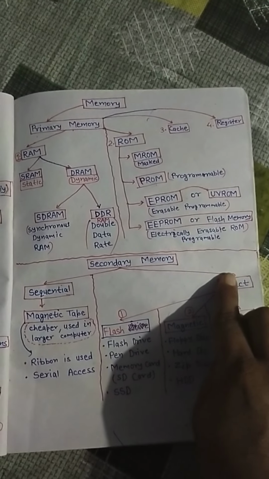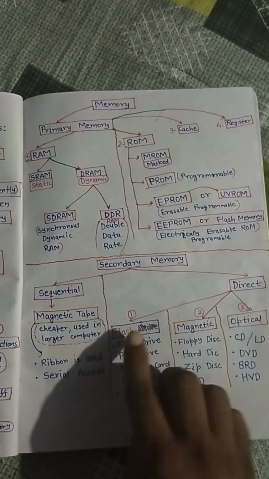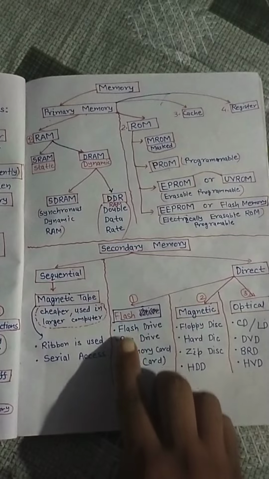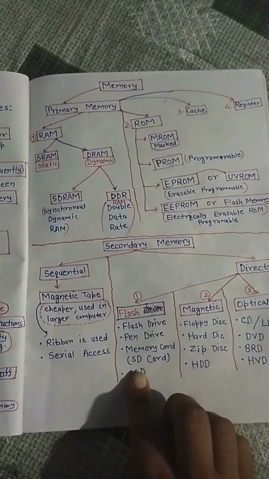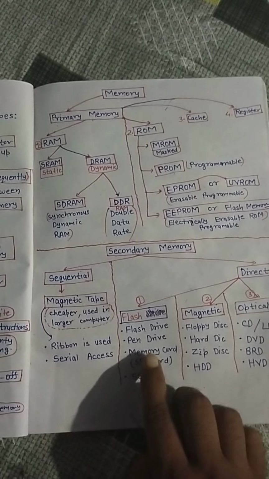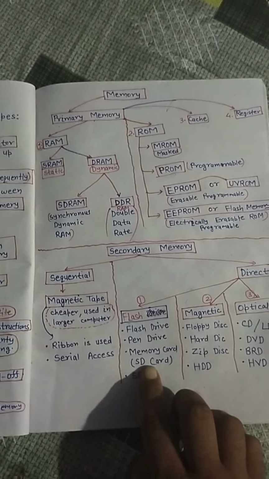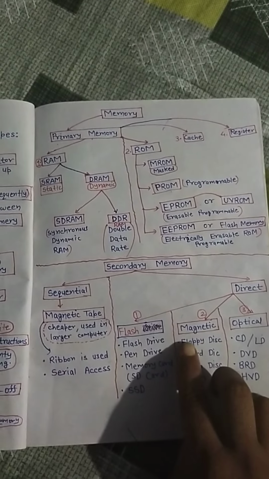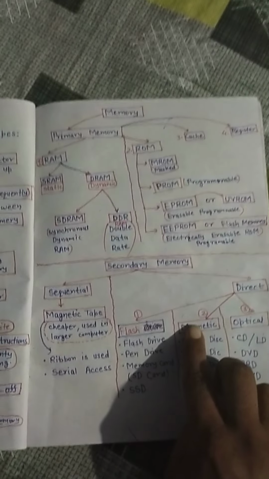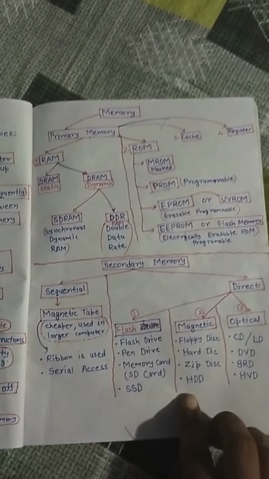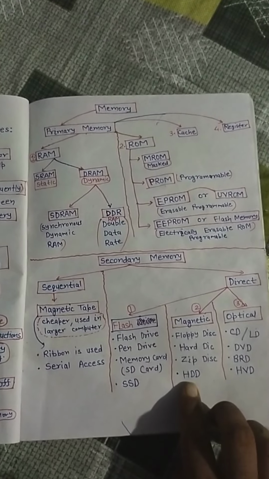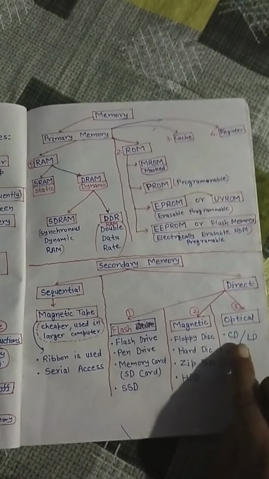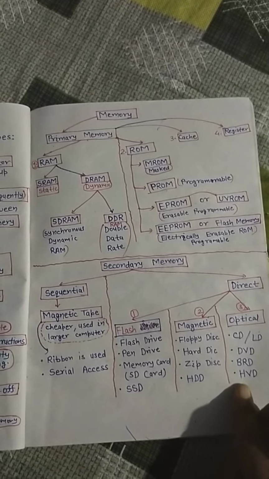Direct memory is further divided into three types: flash, magnetic, optical. Examples of flash are flash drive, pen drive, memory drive and SSD, memory drive or SD card. Examples of magnetic disk memories are floppy disk, hard disk, zip disk, HDD. Examples of optical disk are CD, DVD, BRD, HVD.